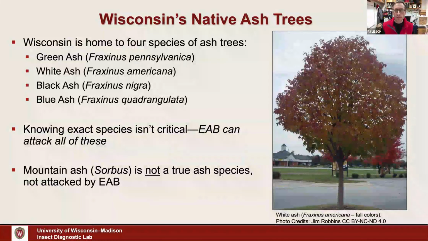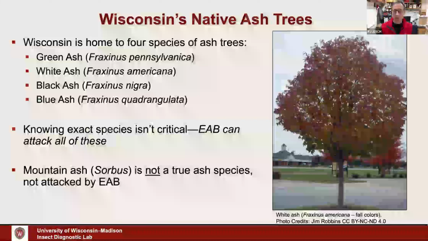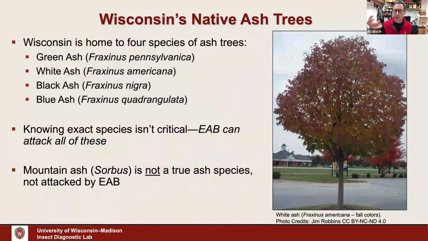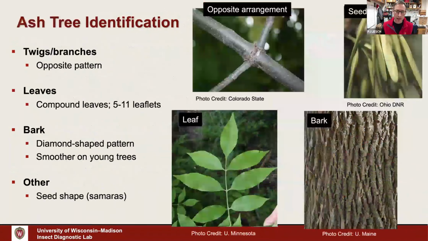One other quick note, there's something called a mountain ash, belongs to the genus Sorbus. That's not a true ash. Mountain ash make these clusters of orangish, very vibrant berries at certain times of the year. That's not a true ash tree. EAB doesn't attack it. We don't have to worry about that. We're worried about true ashes, so green, white, black, and blue in this case.